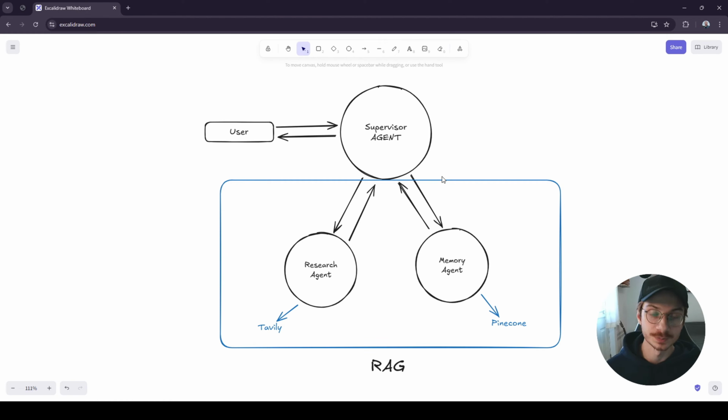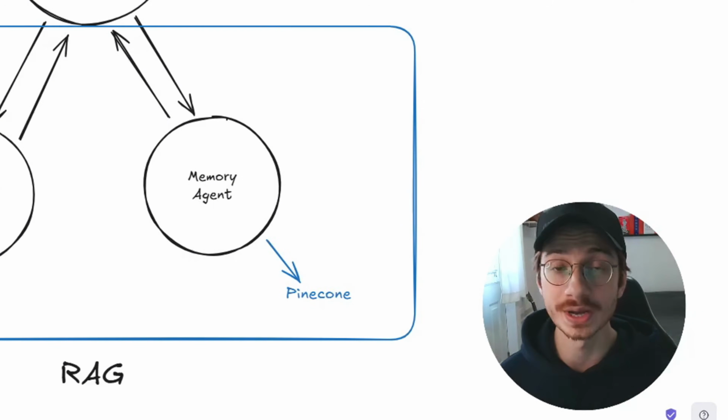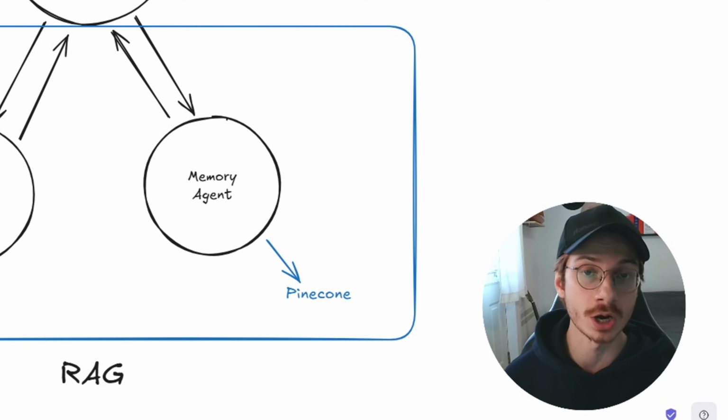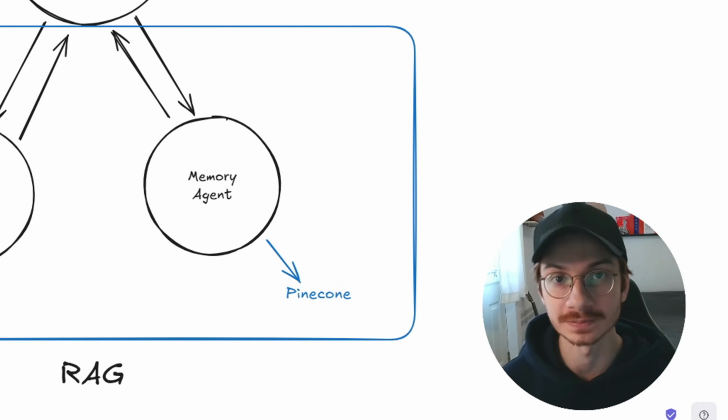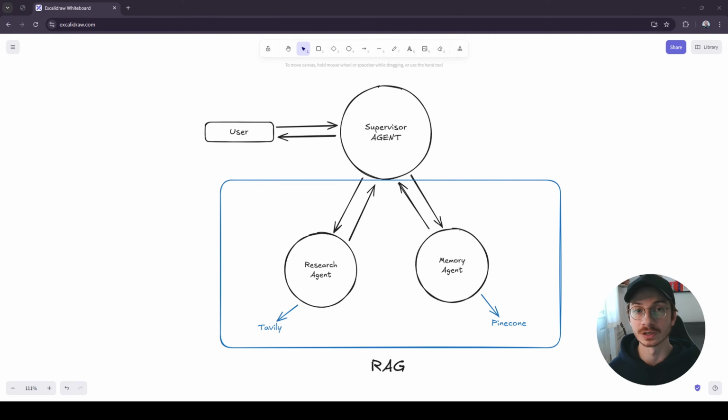I'm going to build this project using LangGraph, Tavily, and Pinecone database to store the memory. Pinecone is really powerful when it comes to large-scale similarity search with low latency. Now that you know the difference between naive RAG and agentic RAG, let's build this project.